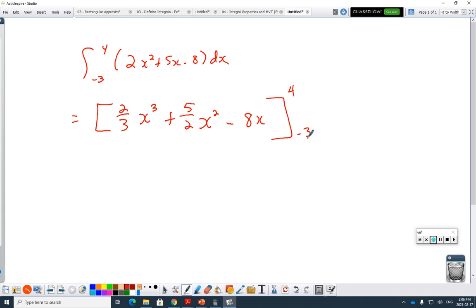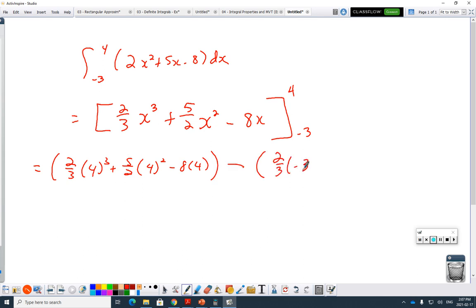Part 2 in my lessons, part 1 and something. So what you do is, first bracket: 2/3 times 4 cubed plus 5 halves times 4 squared minus 8 times 4, minus 2/3 times -3 cubed plus 5 halves times -3 squared minus 8 times -3 in the second brackets. All we're going to do is evaluate it at 4, evaluate it at -3, and subtract the 2 answers. That's how it says to calculate.